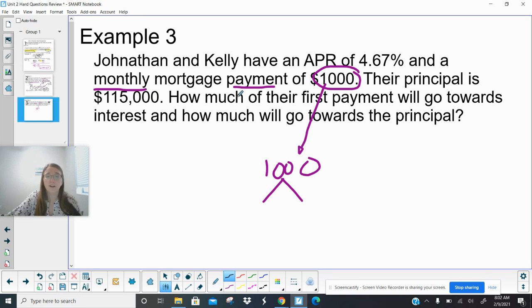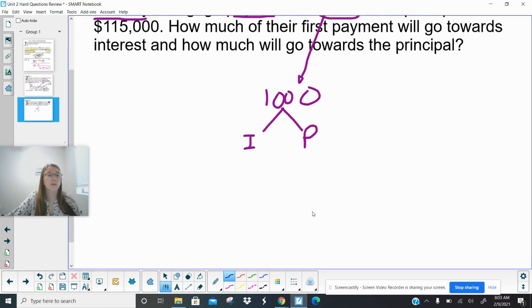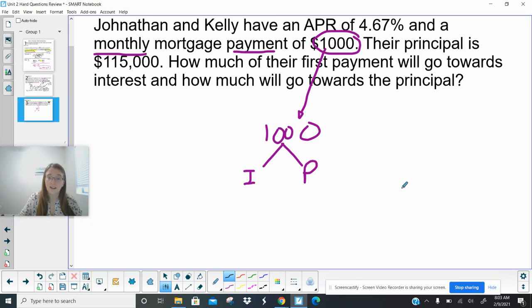What we do need to do is figure out how much of this payment is going to go towards interest and how much will go towards principal. So we're going to have two answers. How much is going towards interest and how much is going towards principal. So what you need to recall is there's a formula for the interest. Once we can find the interest, we can use that to find the principal, but we need to use the formula for the interest. So take a moment, look over your notes, your formula sheet. What is that formula for first month's interest?